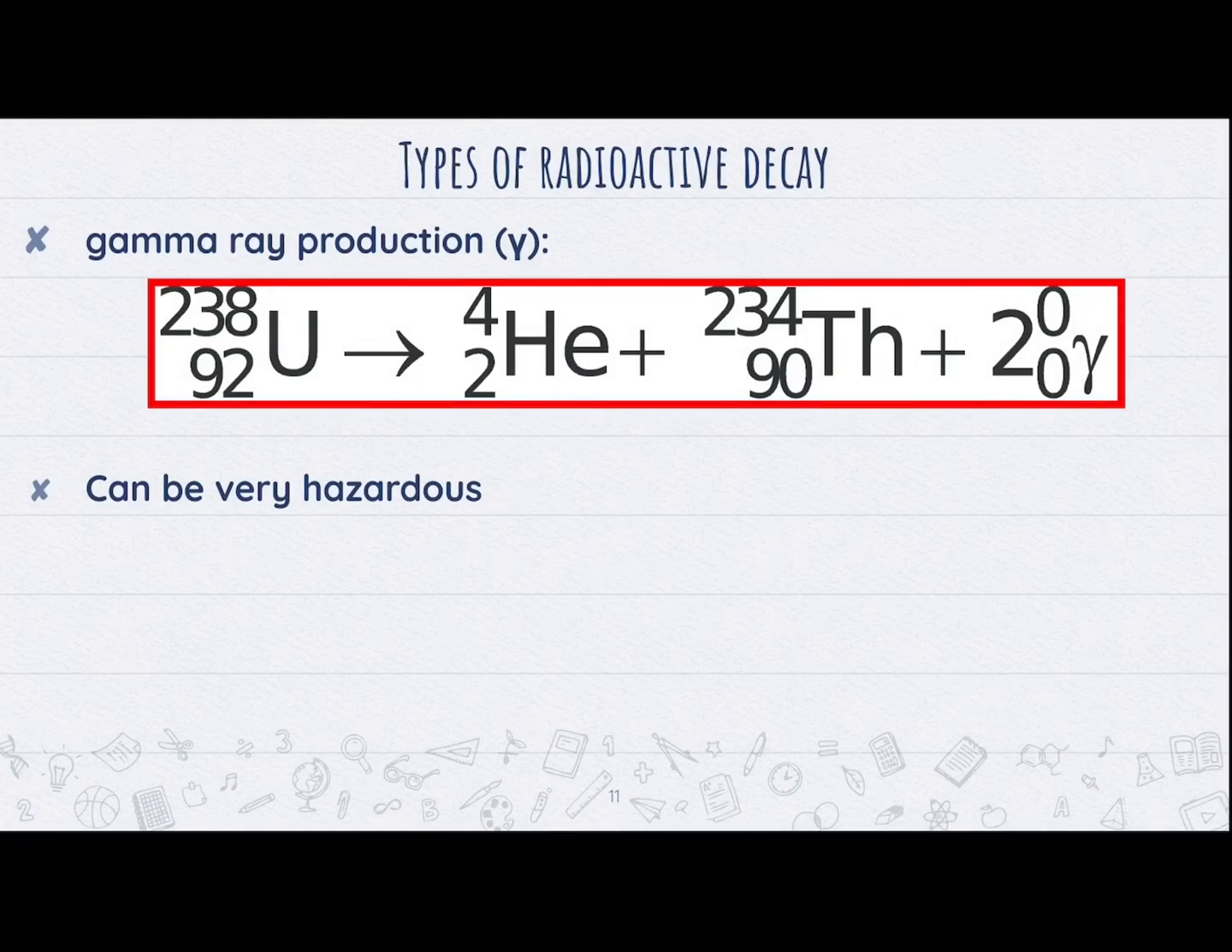Next, I have gamma production or gamma ray. This can be super hazardous, as you know. Gamma is written there on the far right side with that gamma symbol.